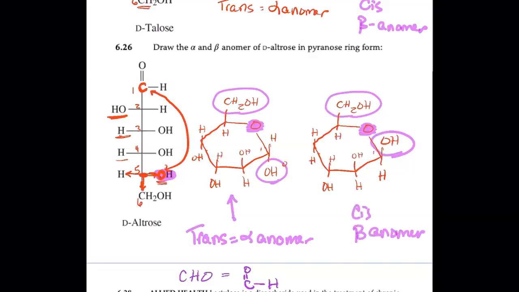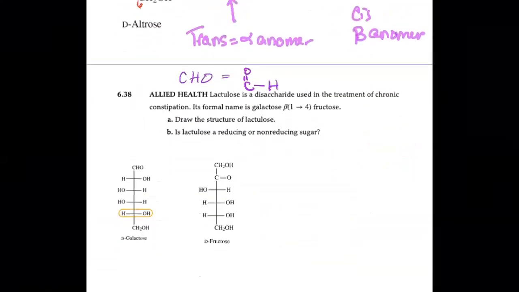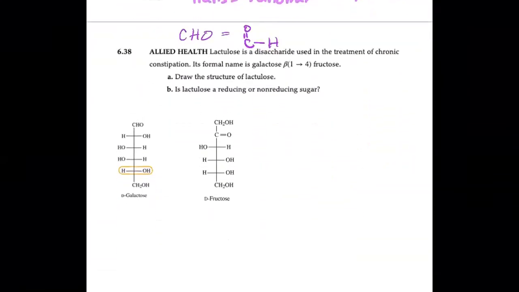Okay. All right, now the last one, you actually have to take this and then draw a glycosidic bond. So it says that lactulose is a disaccharide used in the treatment of chronic constipation. Its formal name is galactose beta-1,4 fructose. So that tells me that galactose is participating in the glycosidic bond with its anomeric carbon, and that is carbon number 1. Then fructose is bound to it at carbon 4.